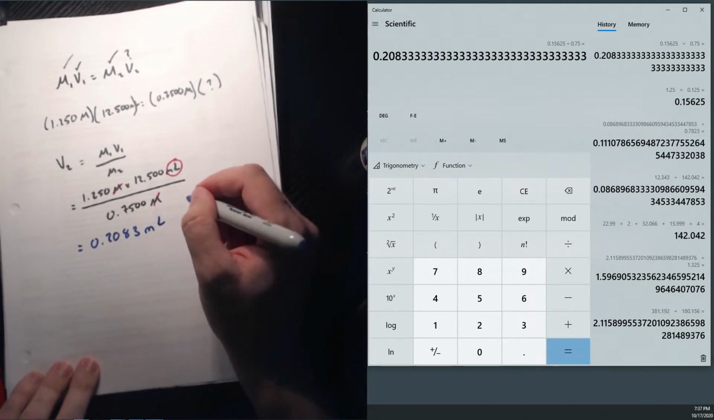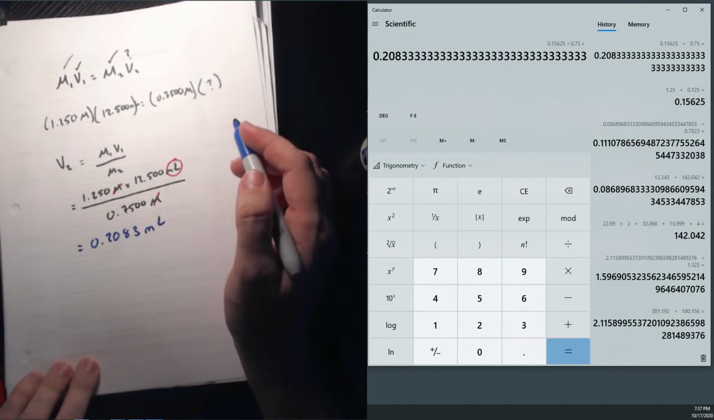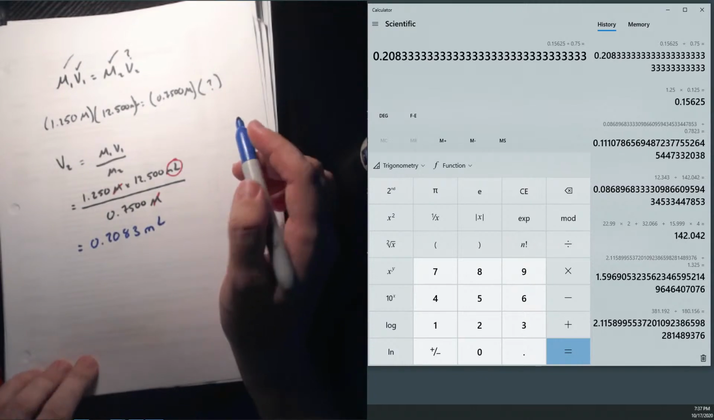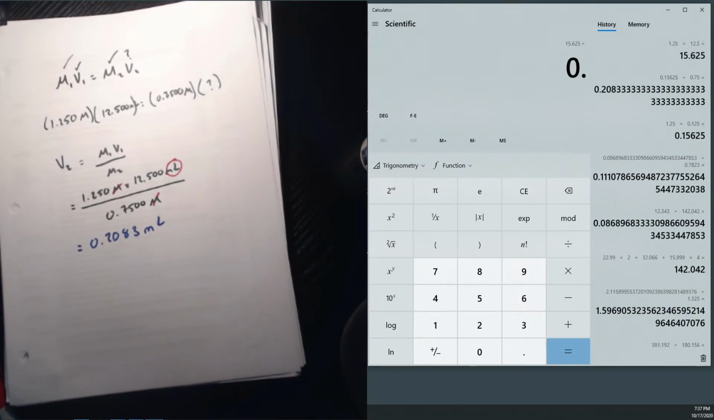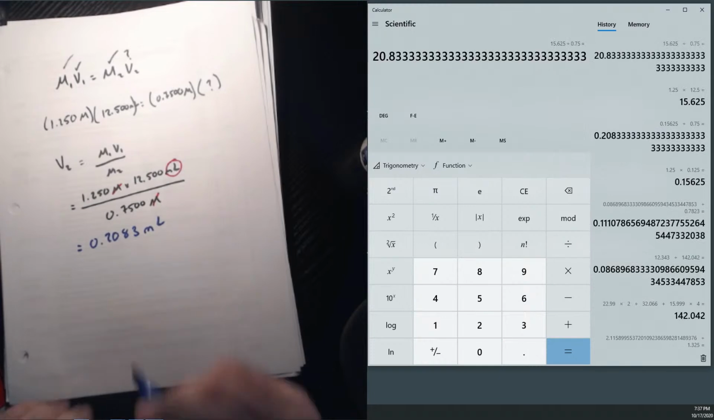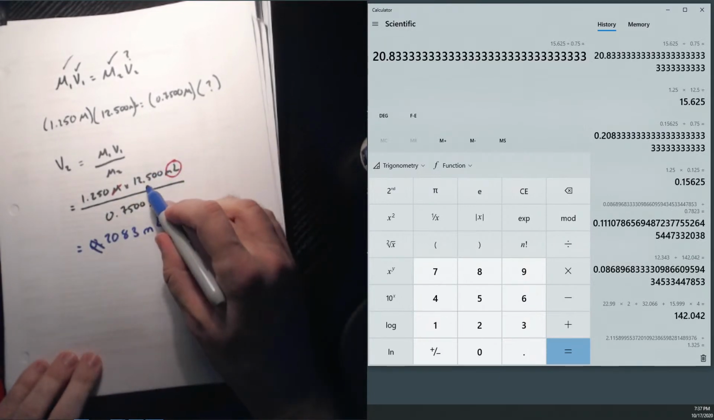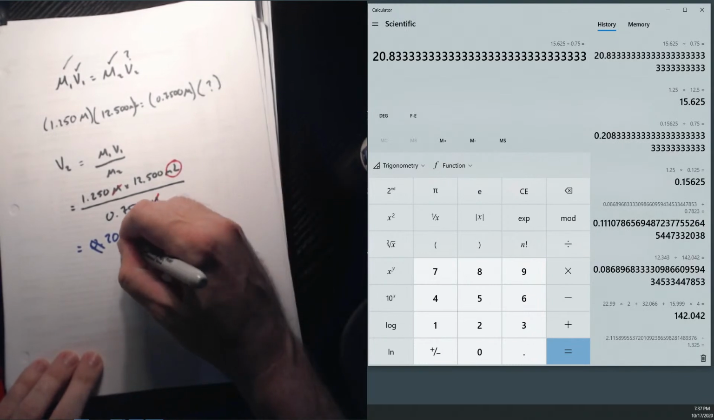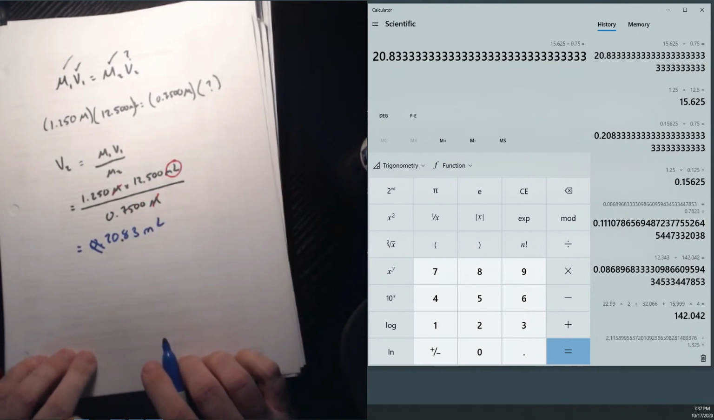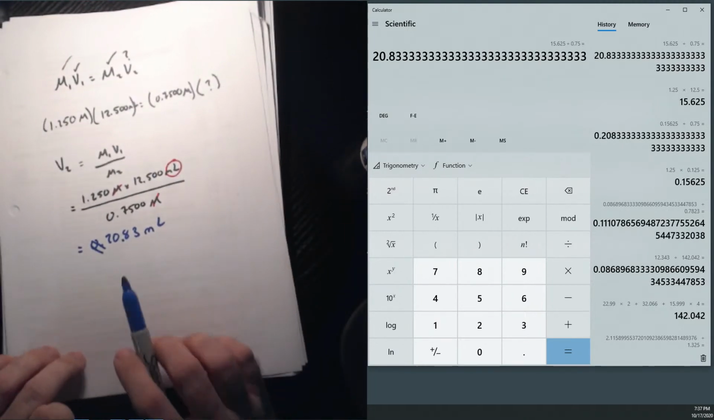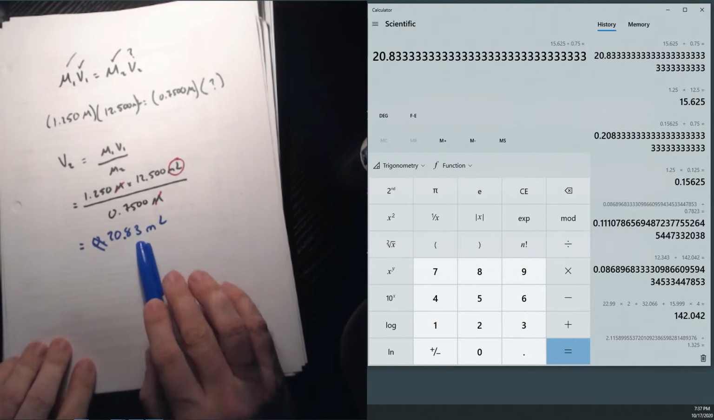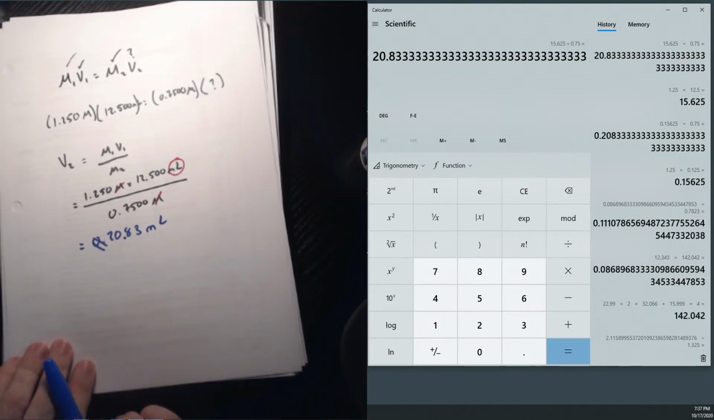milliliters. That cannot be right. 1.25 times 12.5 divided by 0.75. Okay, I screwed up somewhere. I think I must have automatically converted this to liters in my head. I must have done 0.125 there, I guess. Anyway, the point is our final volume is going to be 20.83 milliliters.